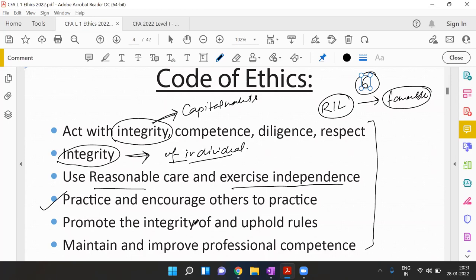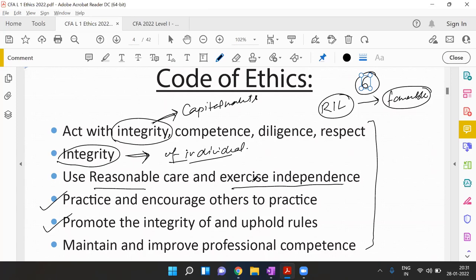It is not only that you are acting in an ethical and professional manner, you should encourage others also to practice ethical behavior, right? And the fifth code of ethics says what? You need to promote the integrity of and uphold rules, right? For the ultimate benefit of the society.